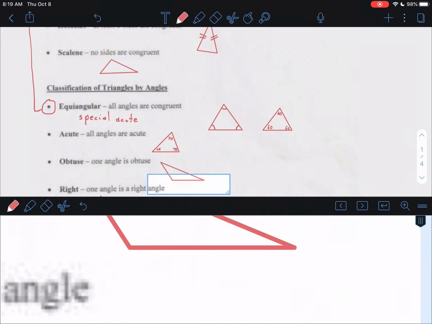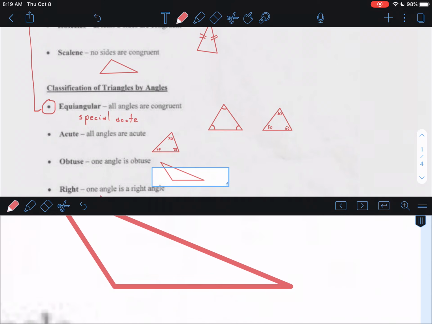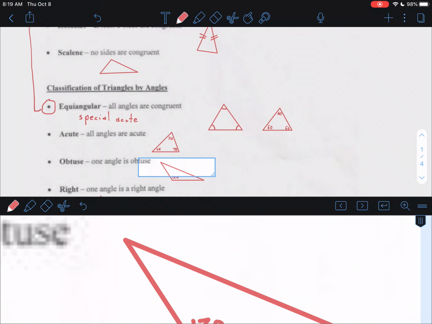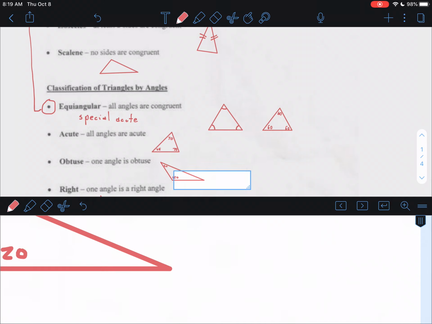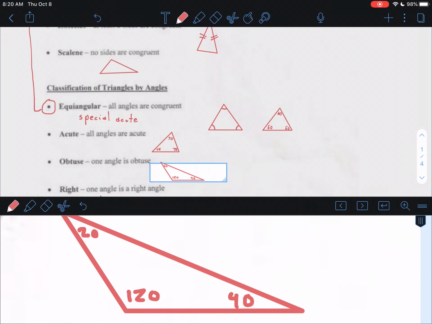And in an obtuse triangle, we have one obtuse angle. So let's say this is 120 degrees. And then these two, we'll say that is 20. And this is 40. And once again, those three numbers add up to 180. They always have to add to 180.